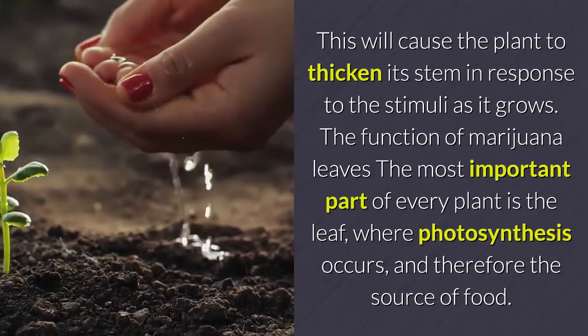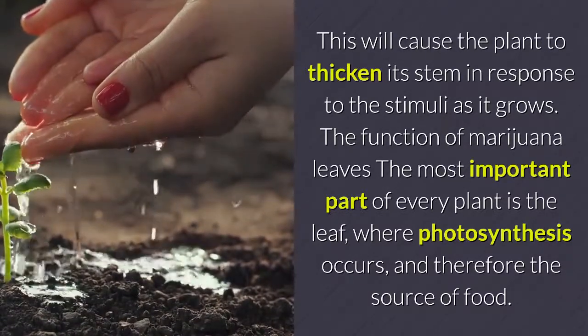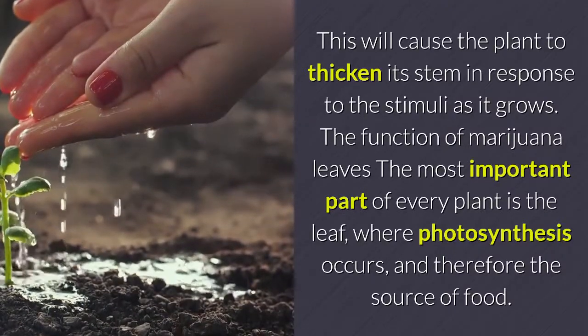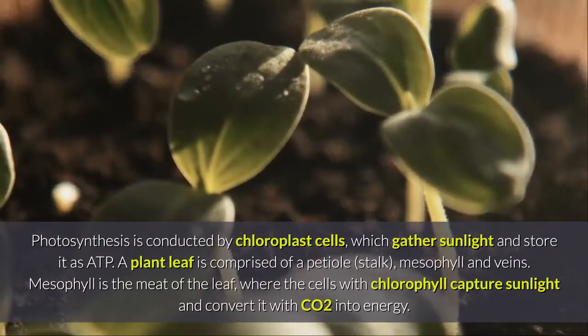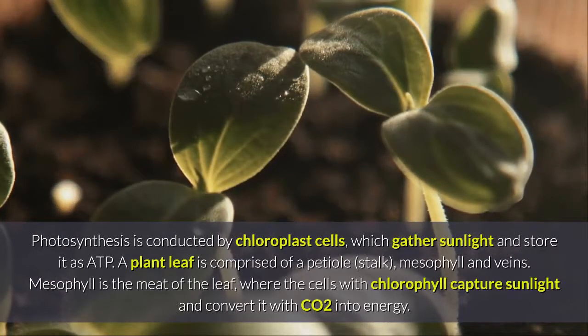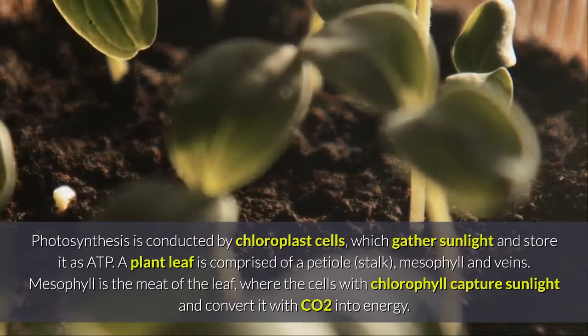The function of marijuana leaves. The most important part of every plant is the leaf, where photosynthesis occurs, and therefore the source of food. Photosynthesis is conducted by chloroplast cells, which gather sunlight and store it as ATP. A plant leaf is comprised of a petiole, stalk, mesophyll and veins.